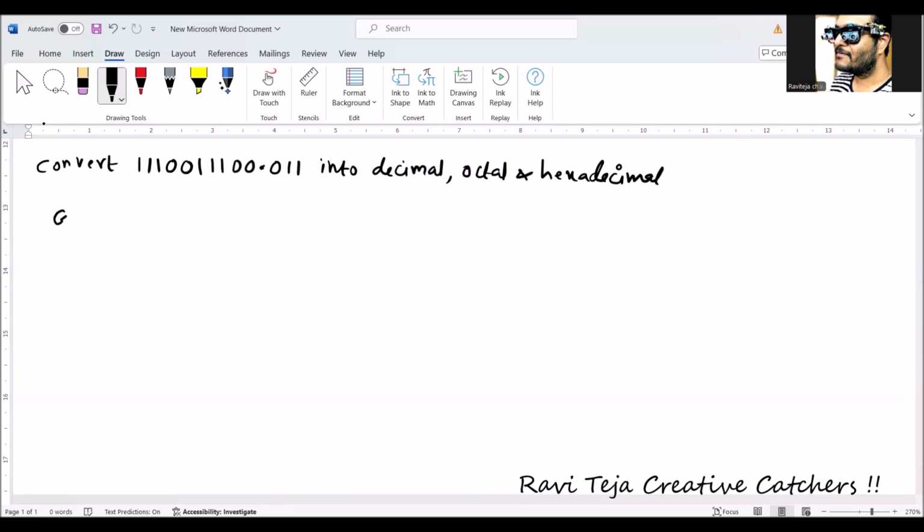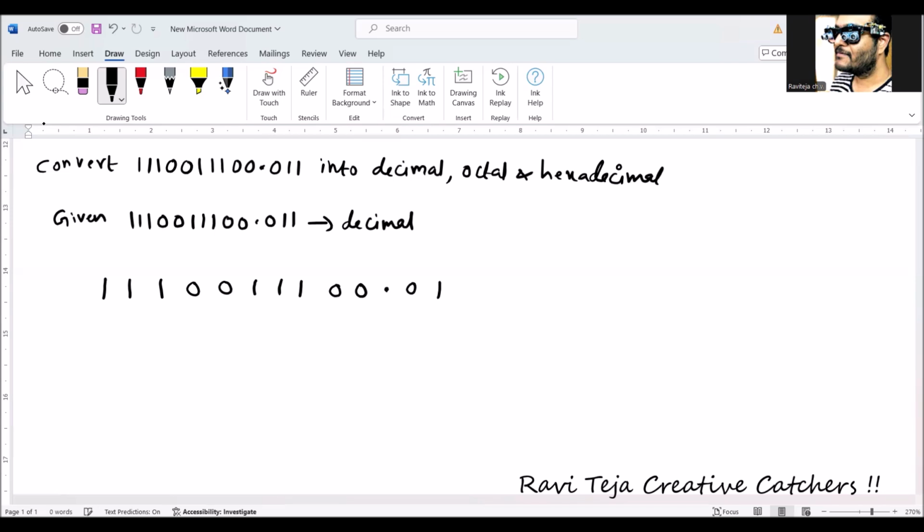So the given number is 1110011100.011. So let's convert this into decimal first. A slight change will be there according to the previous operation. Let's write the number clearly: 1, 1, 1, 0, 0, 1, 1, 1, 0, 0, point 0, 1, 1.